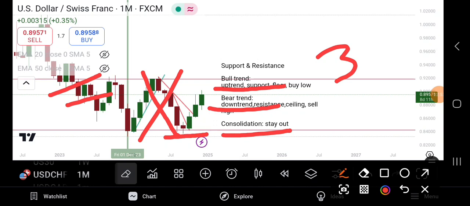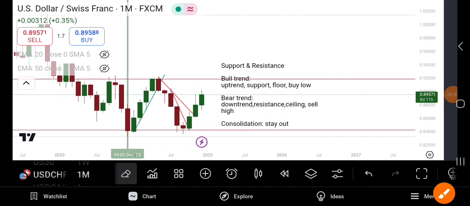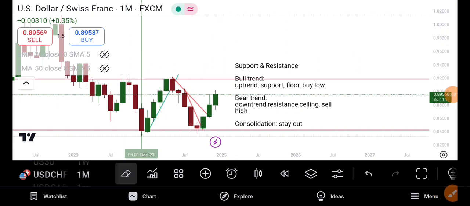So normally, when it is consolidating, I would advise for you to stay out of the market or to stay away from the market, and to rather trade when you can identify that it is in a bullish trend, or you can identify that it is in a bearish trend, right?